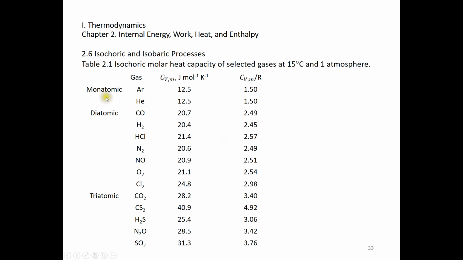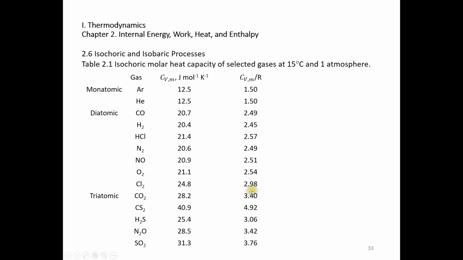Now let's look at monatomic gases, argon and helium. The CVM is just 12.5 joule per mole Kelvin. It's just 1.5 R, from the 3 translational modes. For diatomic gases, you have the values of molar heat capacity divided by R here. It's roughly 2.5, from 2.49, 2.45, all the way to 2.8.